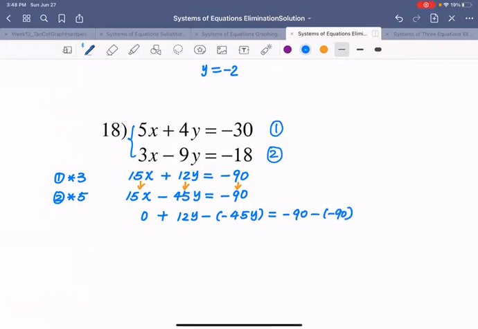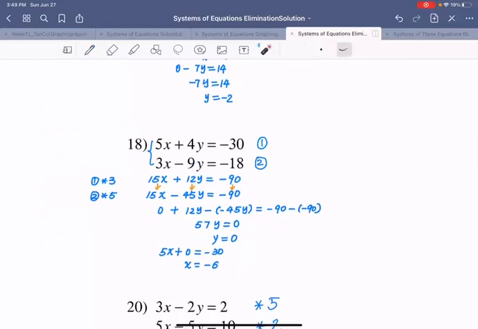Next, 12y plus 45y would be 57y equals 0. So y equals 0. Good. Now we can plug this into any of these, okay? So 5x plus 0 equals negative 30. So x is negative 6. Very good. That's it.